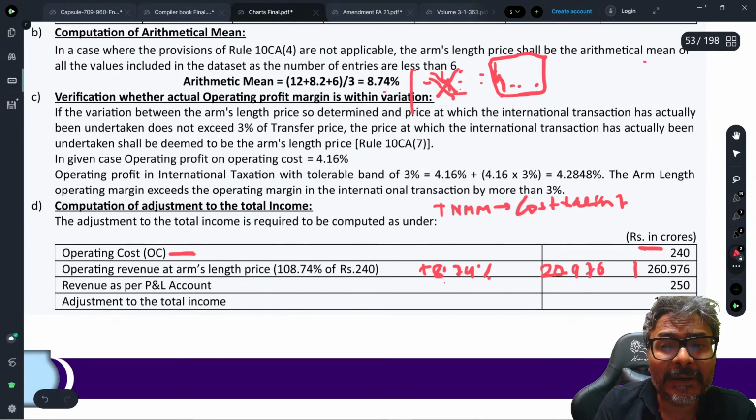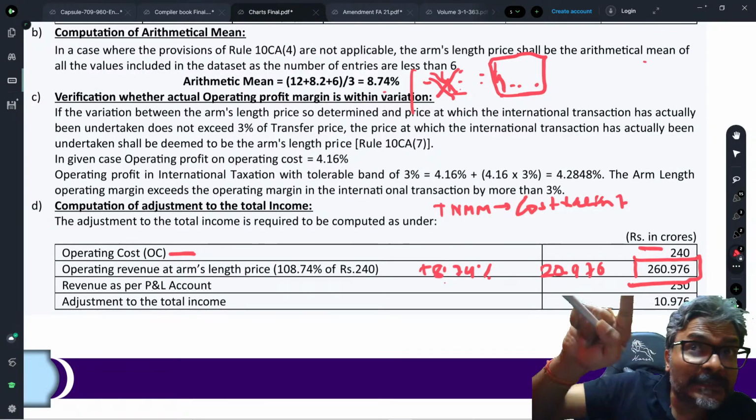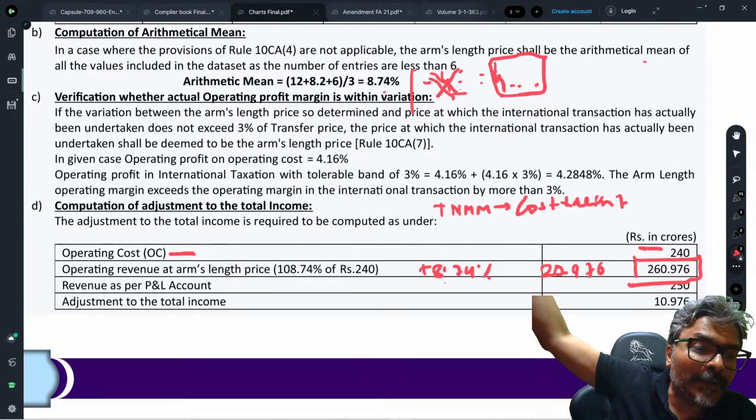So how much should be my arm's length price? Students, the arm's length price is 260.976. This is the price which I should have charged to my Singapore AE.